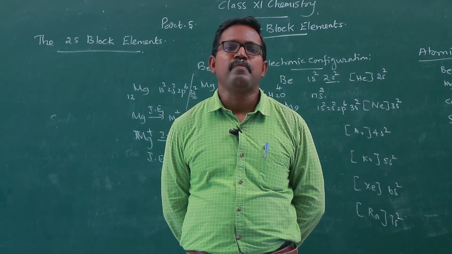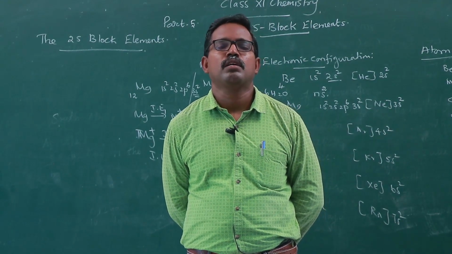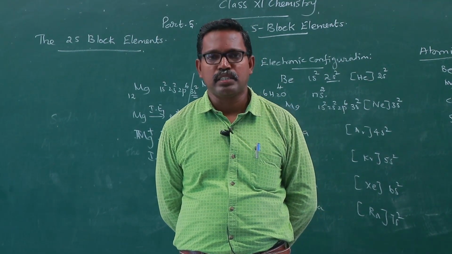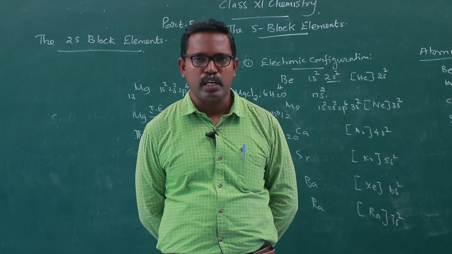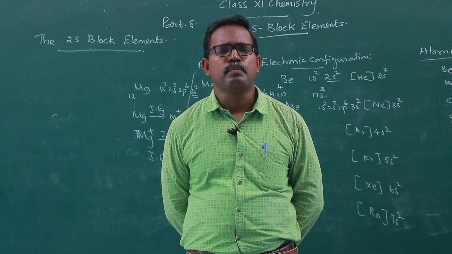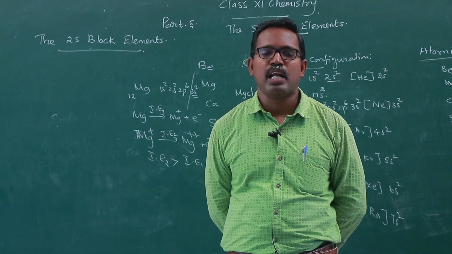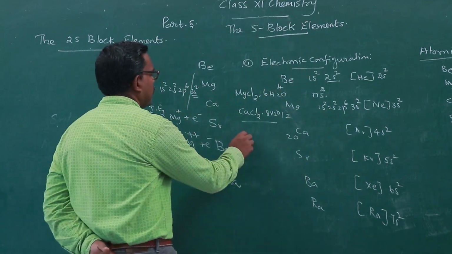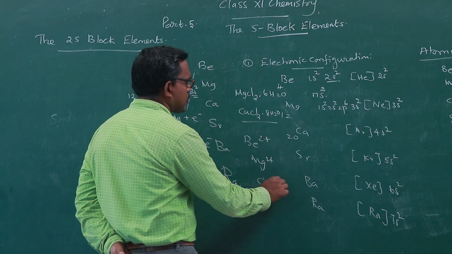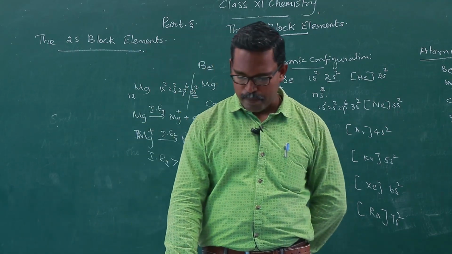Tendency to form bivalent ions. Due to the presence of two electrons in their valence shell, when we supply a certain amount of energy, that is ionization energy, the two electrons are easily removed and they form bivalent ions. That is beryllium 2 plus, magnesium 2 plus, calcium 2 plus, strontium 2 plus, etc. This is the formation of bivalent ions.